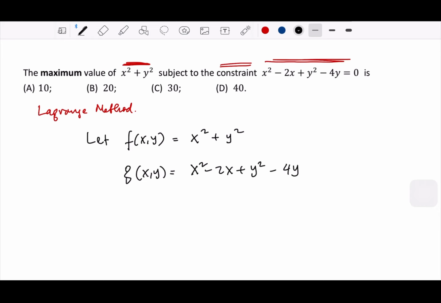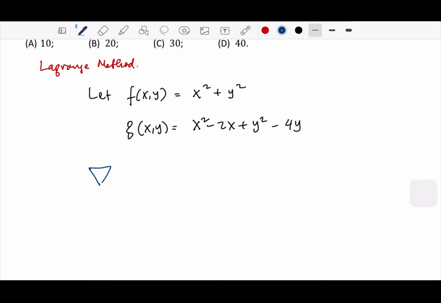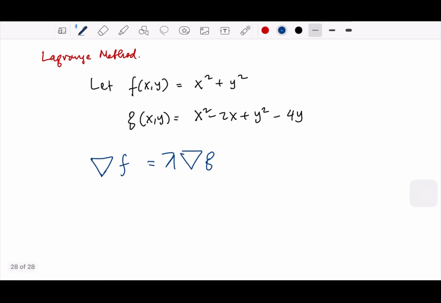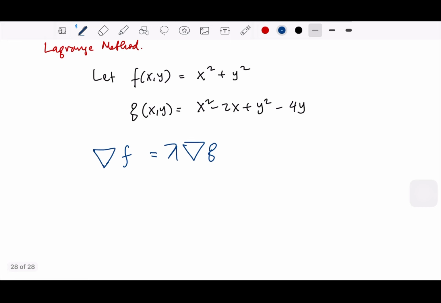Okay. Now the first thing to know is that in the Lagrange, the idea is we need to make an equation in balance for each gradient vector. So the gradient vector of f should be equal to the gradient vector of g with some factor that multiplies g. Okay. Now this part, because it's two variables, we will have partial x and partial y. So 2x and 2y, and this is lambda, and then 2x minus 2 and 2y minus 4.